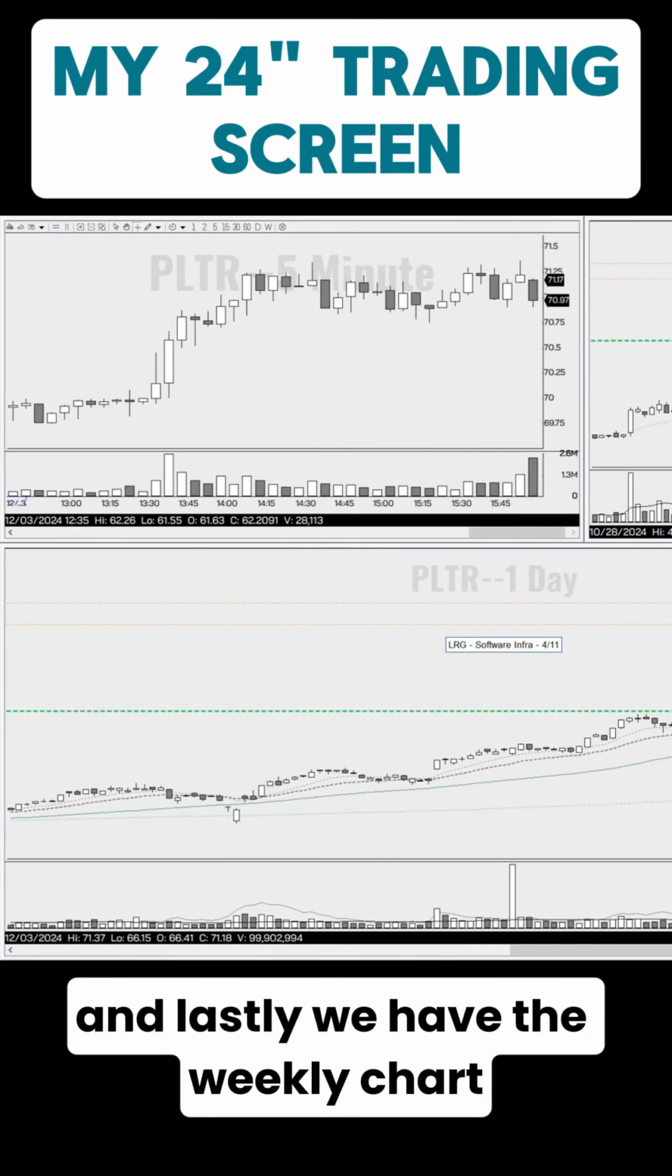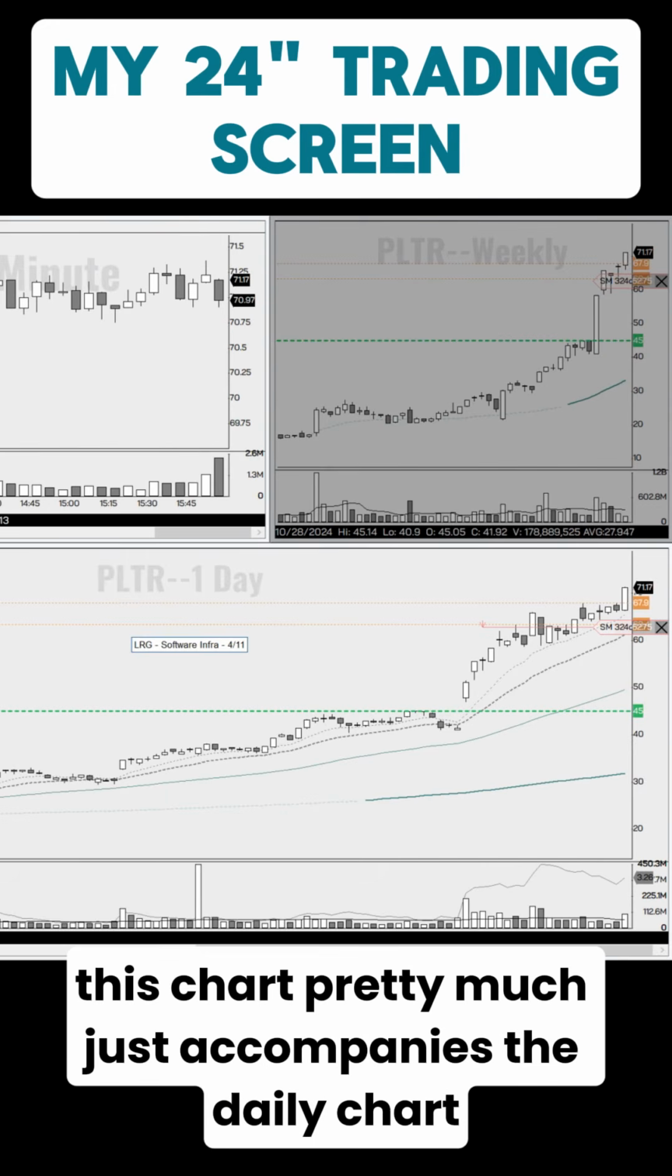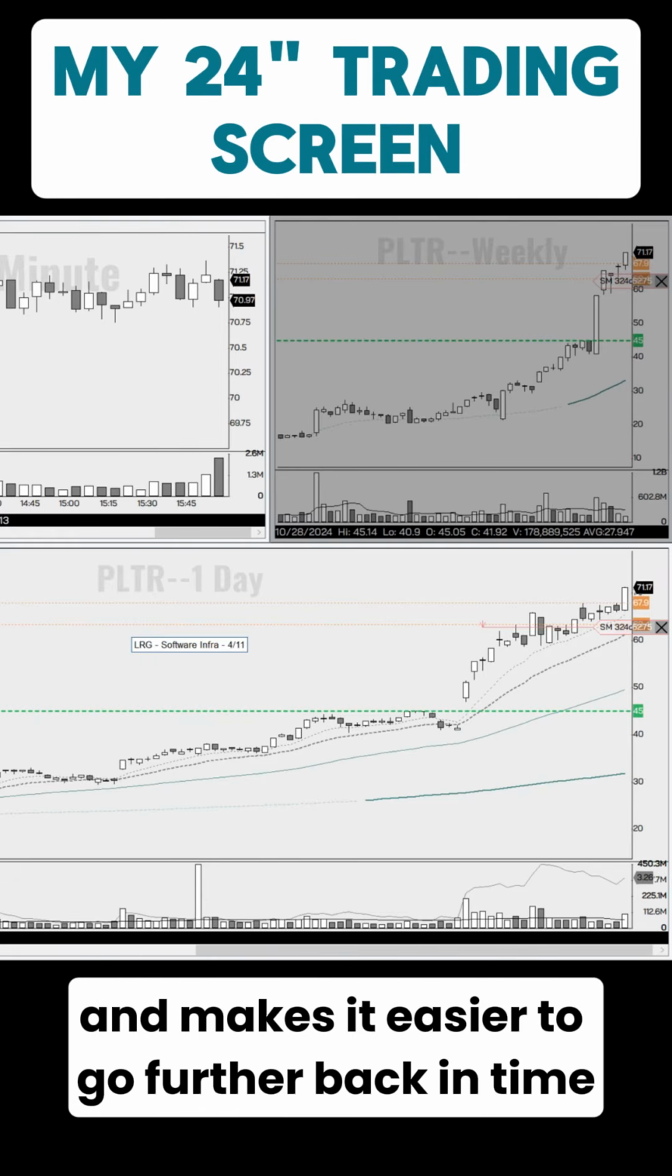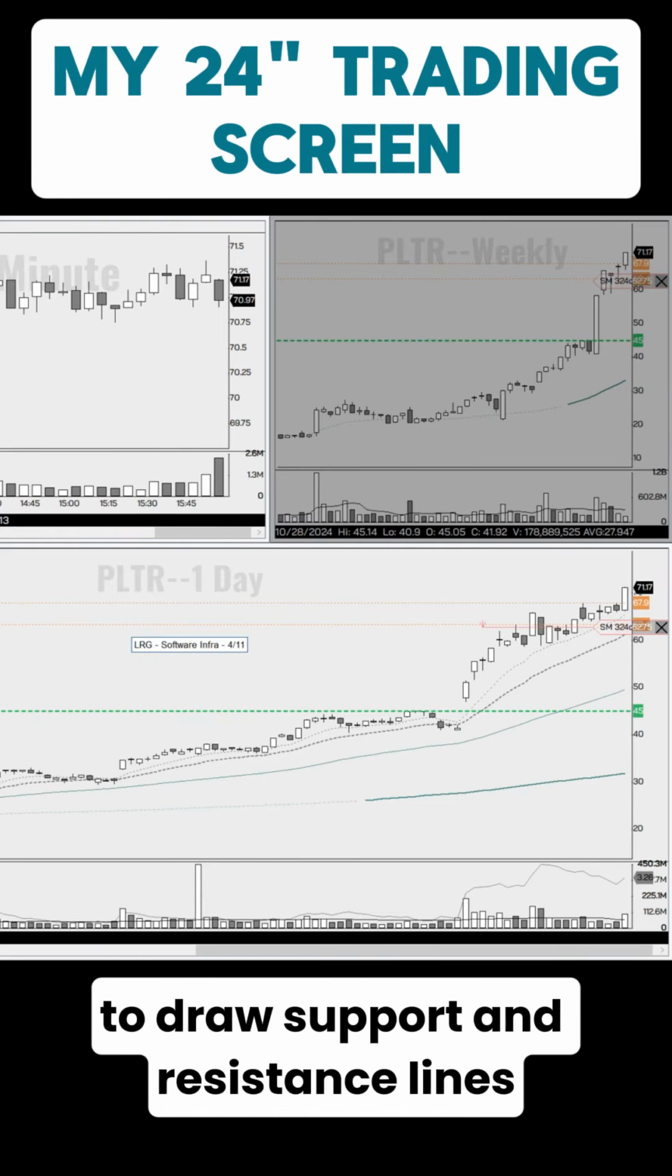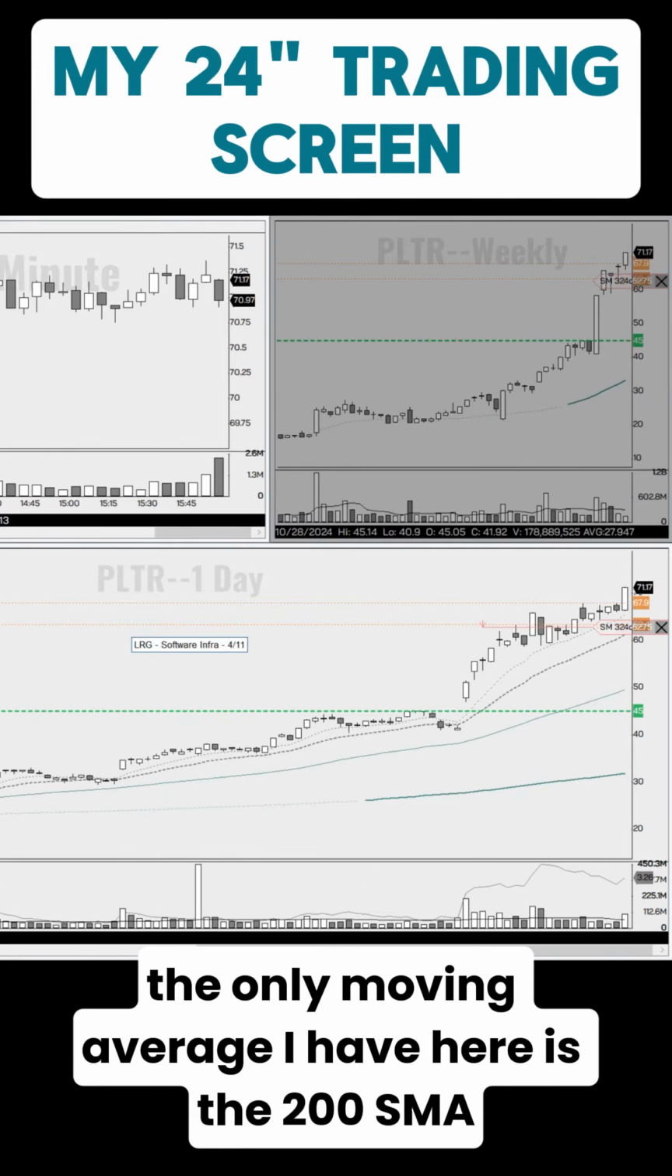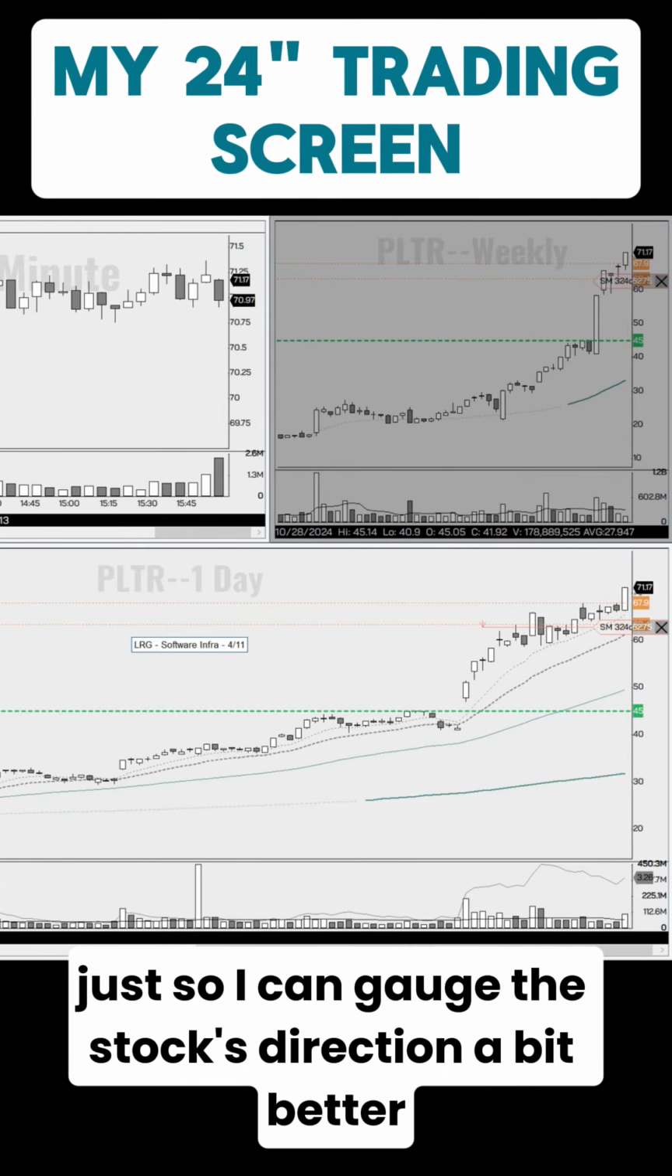And lastly, we have the weekly chart. This chart pretty much just accompanies the daily chart and makes it easier to go further back in time to draw support and resistance lines. The only moving average I have here is the 200 SMA, just so I can gauge the stock's direction a bit better.